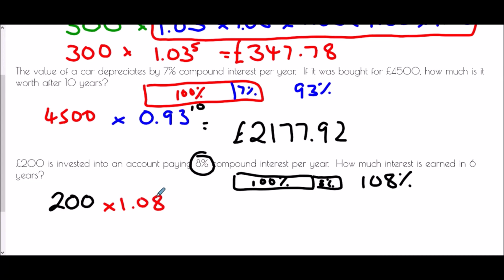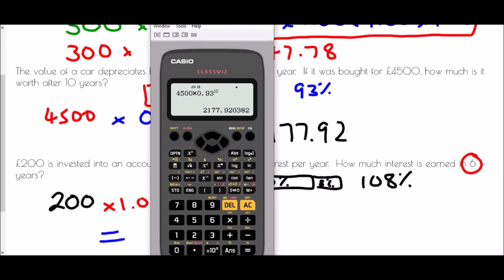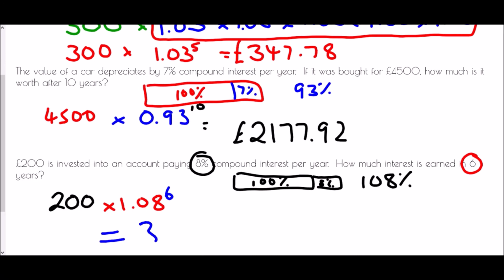So our multiplier is 1.08. We've been given it for 6 years, and so we will raise the 1.08 to the power of 6 and we will get an answer. And so 200 times 1.08 to the power of 6, and that equals £317.37. Has this answered the question?